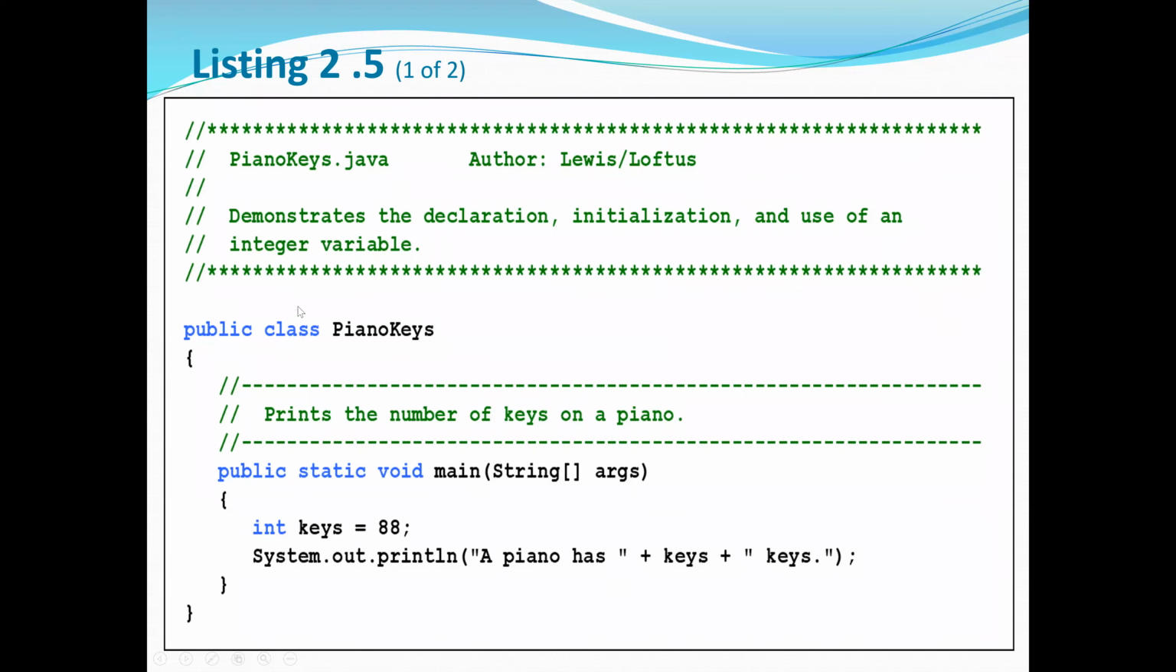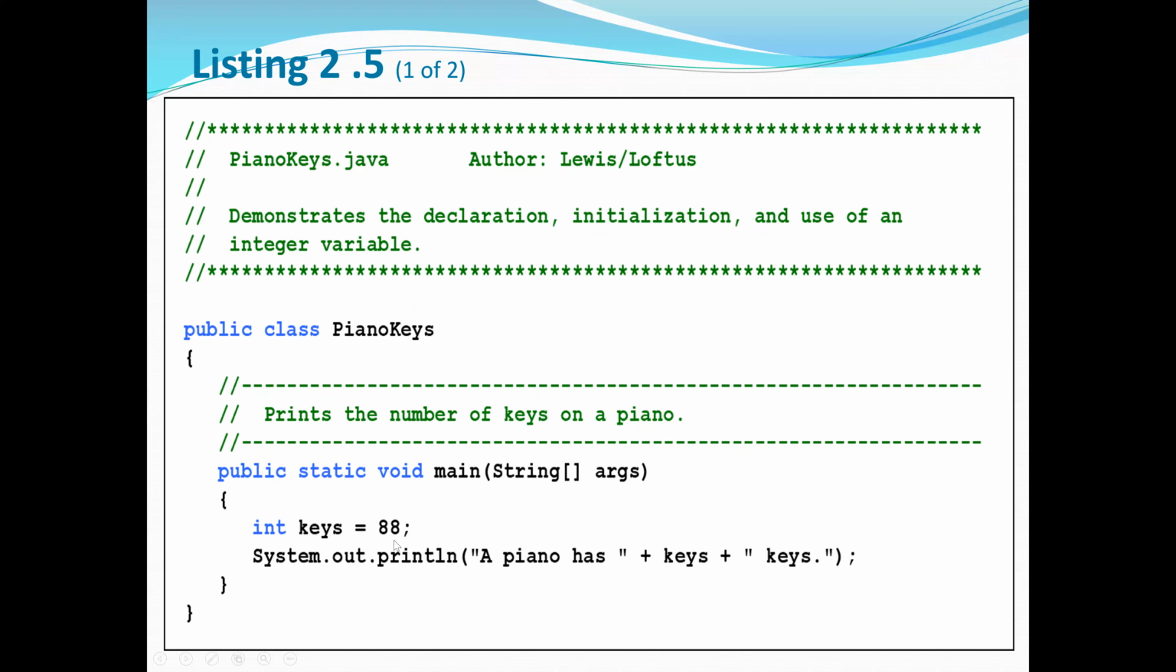So here, again, our main class is PianoKeys. So the file name is PianoKeys.java. And this program will demonstrate the declaration, initialization, and also the use of an integer variable. So when we come to the main method, we declare a variable named keys. The data type is int, which means it's a whole number. And we initialize it to 88.